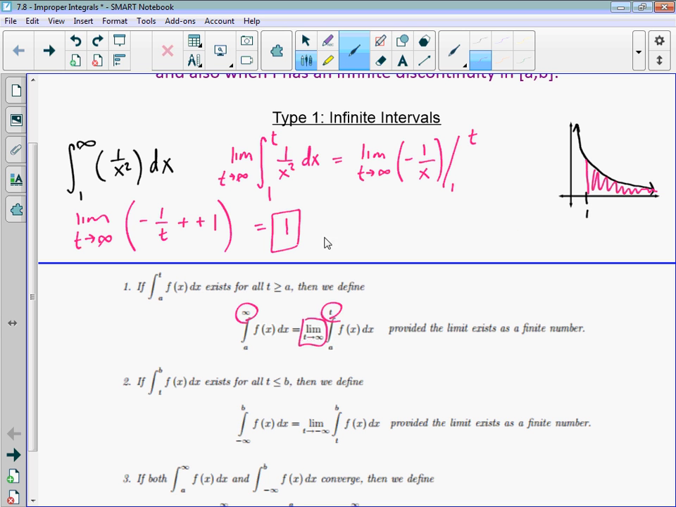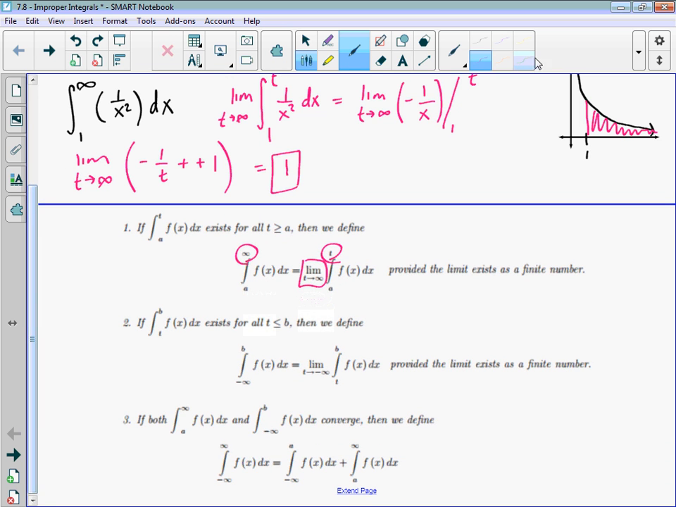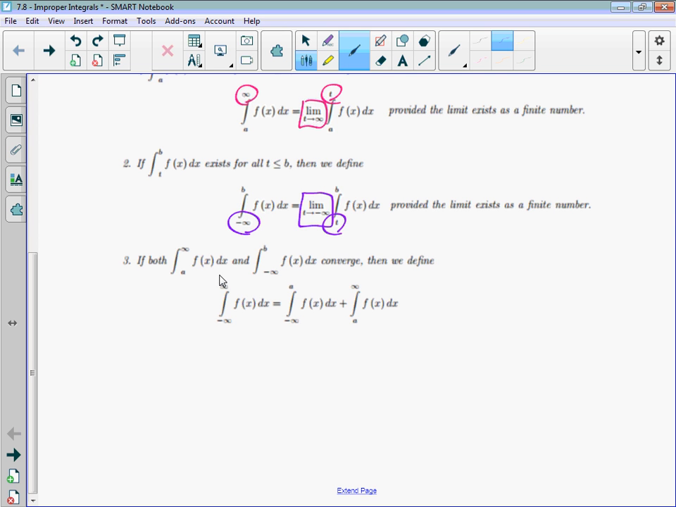Okay. So then you do the same idea with these other ones. So if we look at these other ones here, we have negative infinity to a value. You will replace your negative infinity with a letter, and then you take the limit as that letter approaches negative infinity. And the hardest ones are these ones where it goes both sides. It goes negative infinity to infinity, so you're trying to find the area all the way to the left, all the way to the right.